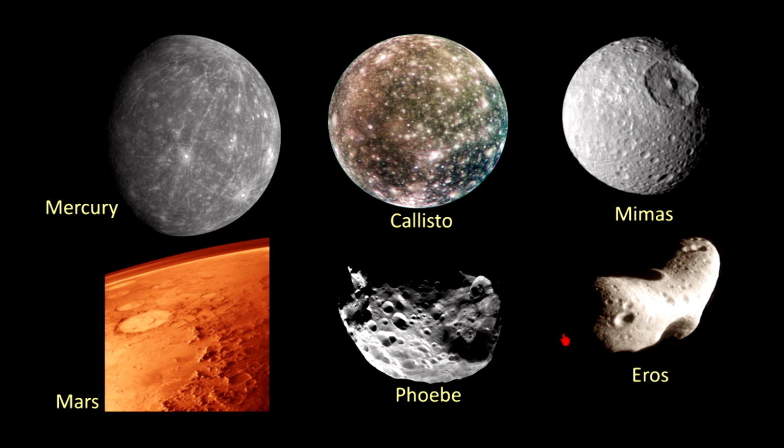These last two down here are asteroids. The one difference, though, is the one in the middle, Phoebe. This is an asteroid that has been captured by Saturn. So it is technically one of the moons of Saturn.